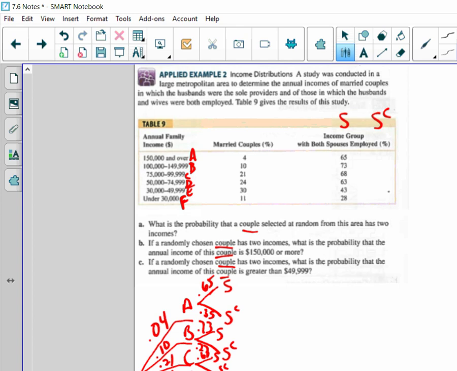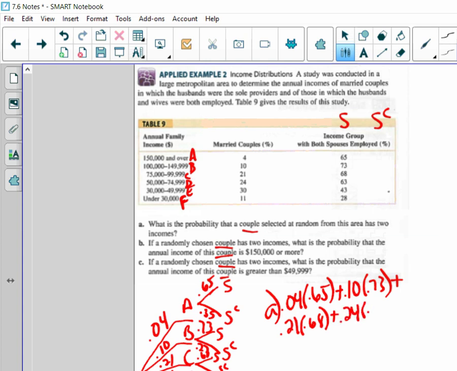But look at part A. It says, what is the probability that a couple selected at random, so it has to be a couple, has 2 incomes? So this has to be 2 incomes. So I think we just have to multiply and add all those up, right? Like 0.04 times 0.65 plus 0.10 times 0.73 plus, I'm going to go down here, 0.21 times 0.68 plus 0.24 times 0.63 plus 0.3 times 0.43 and 0.11 times 0.28. And if you add all that up on your calculator, you get 0.5528, which is the amount of people that are married that both spouses work.